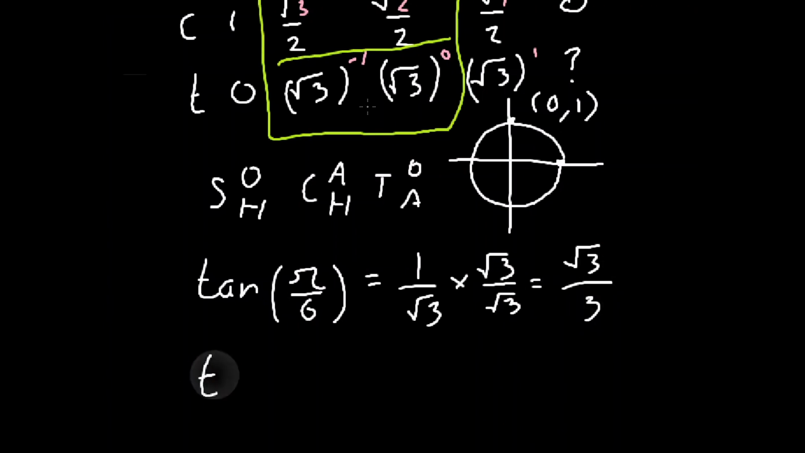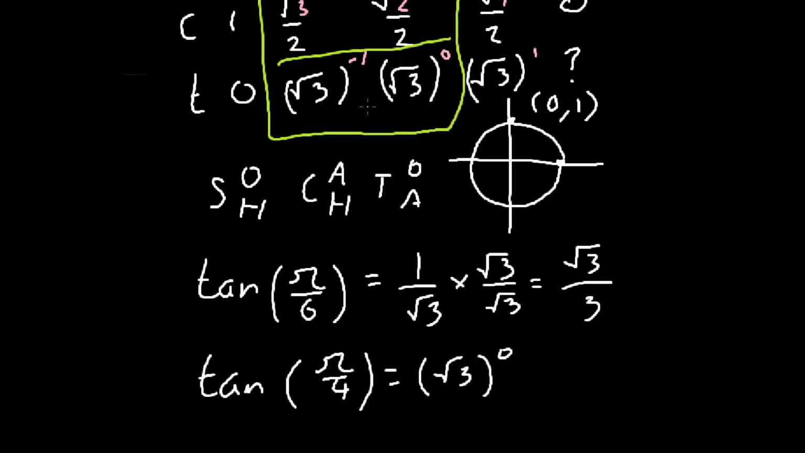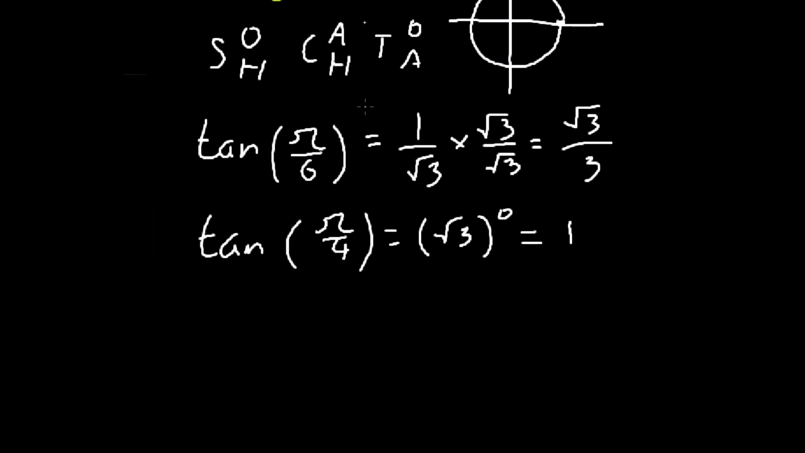And if we have tan of 45 degrees, well, that is equal to root 3 to the power of 0. Put that in your calculator right now. I know it's a non-calc question, but put it in your calculator. See what you come up with. It's going to be equal to 1. What happens if we put 30 to the power of 0? It's also equal to 1. Anything to the power of 0 is equal to 1.